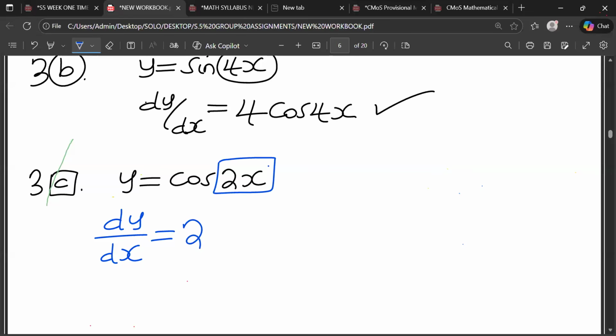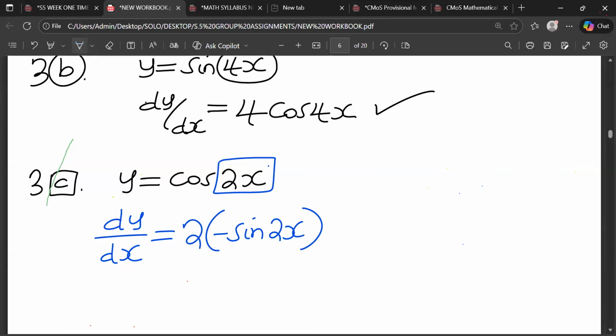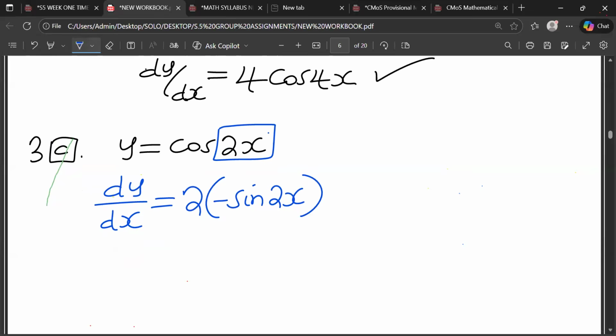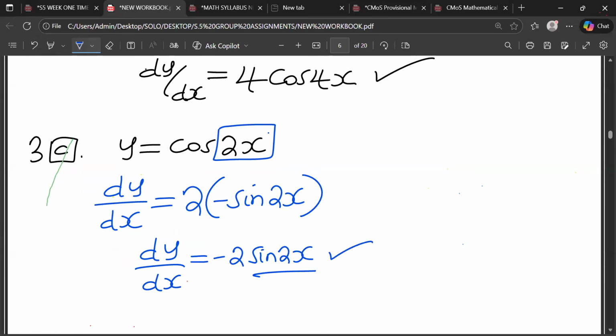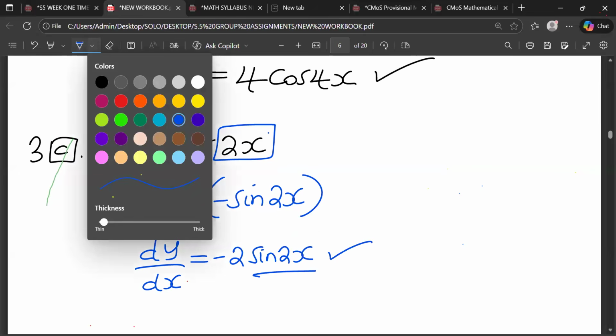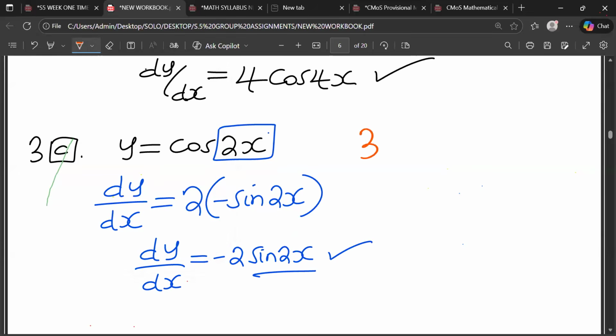What do you have here? Cos. What's the derivative of cos? Negative what? Sine. Bring back the original what? Angle. And then conclude and say that, oh, my answer is negative 2 sine 2x. So that dy dx, my answer is negative 2 sine 2x, like that. And you're good to go. What if it's something different?